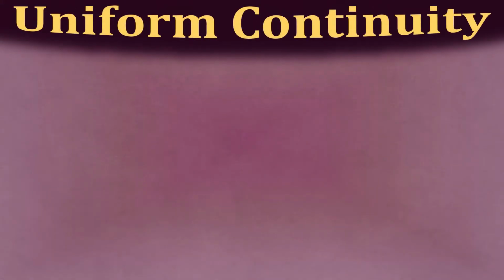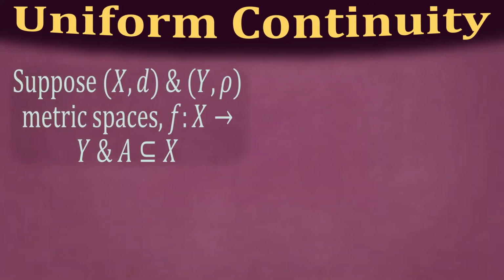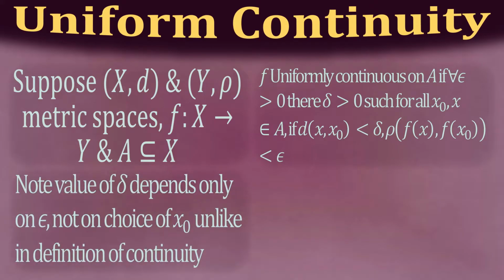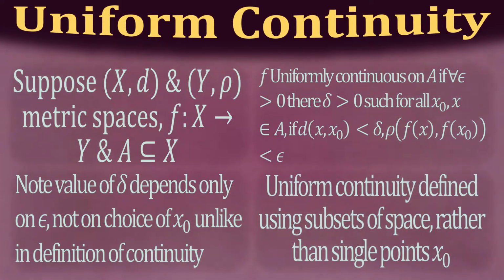Now, let's move on to defining uniform continuity. Suppose that (X, d) and (Y, rho) are metric spaces, f goes from X to Y, and A is a subset of X. We say f is uniformly continuous on A if for every epsilon greater than 0 there's a delta greater than 0 such that for all x0 and x in A, if d(x, x0) is less than delta, then rho(f(x), f(x0)) is less than epsilon. Note that the value of delta depends only on epsilon, not on the choice of x0, unlike the definition of just continuity. Also, uniform continuity is defined using subsets of the space rather than single points x0.